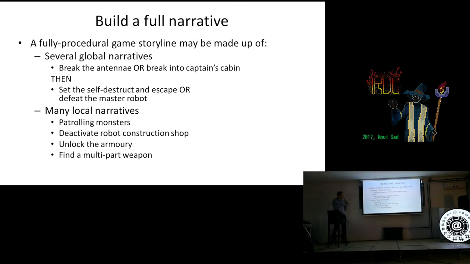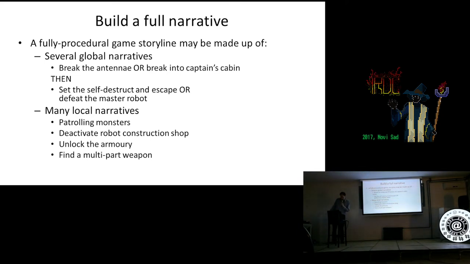So even my global narrative there is probably not the whole story. There's probably something that happened in this space station that made me think I wanted to press the self-destruct. Maybe I discovered a captain's log saying he'd gone mad or something like that. So a fully procedural game storyline, which is what I'm trying to aim towards and which I think the previous talk sort of alluded to as well, might contain one of several global narratives.